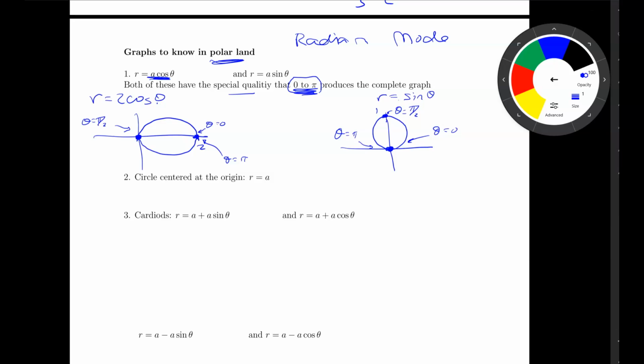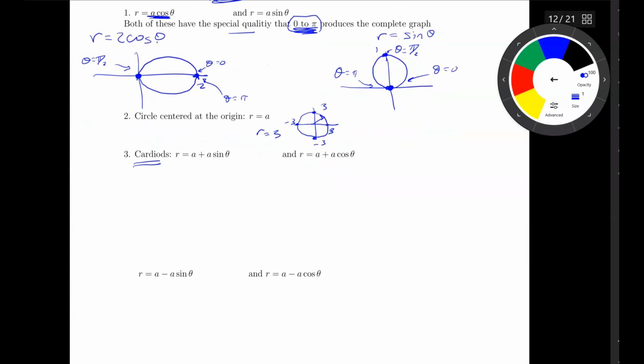This one here, r equal a, doesn't matter what the angle is, you're always going out a distance of a. So if it was r equal 3, then you would have a distance of 3 in all directions. All right, so these next cases are the cardioids. They look like hearts.